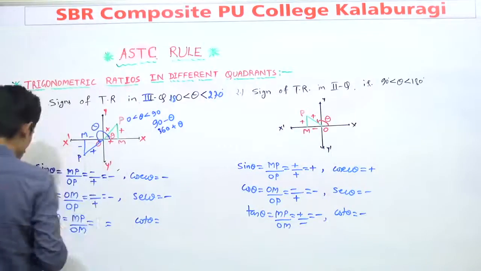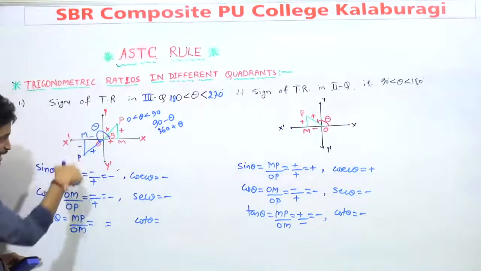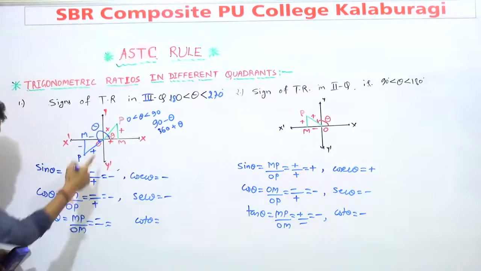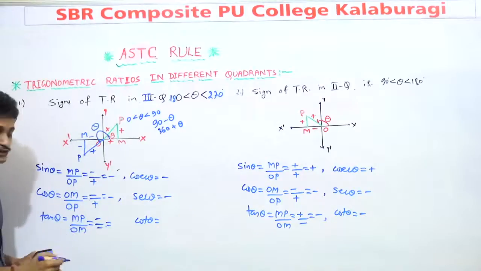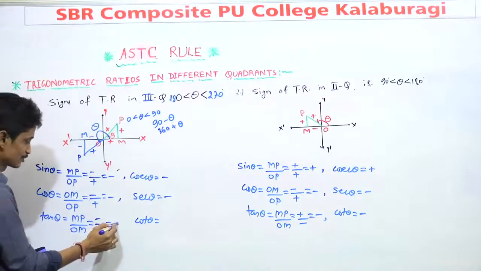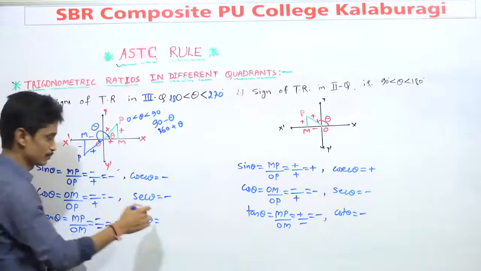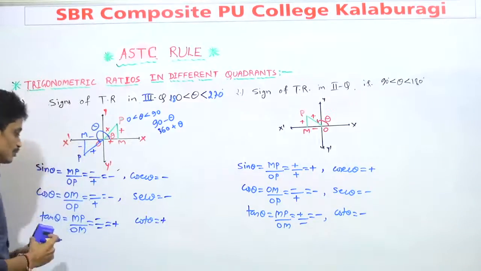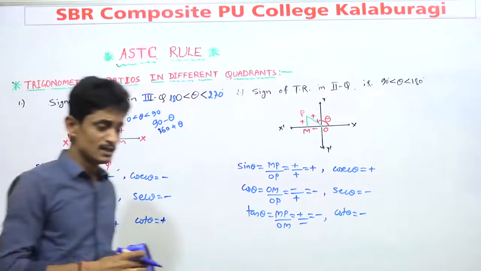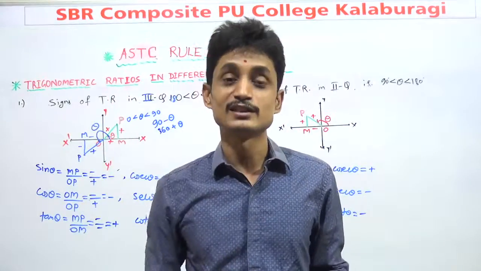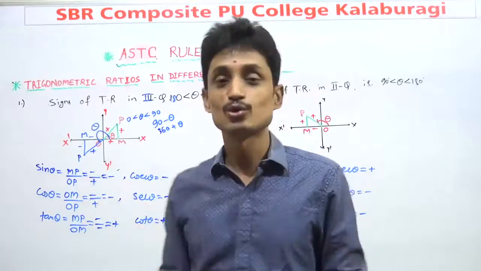Let us move to tangent. For tangent we have MP. MP is in the negative direction, as well as OM. OM is also in the negative direction. Negative by negative becomes a positive quantity. The same holds for the reversed ratio: negative by negative is also a positive quantity. So we can say the third quadrant will be the house of tangent, and the reciprocal, cotangent.